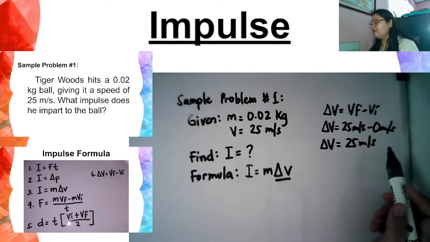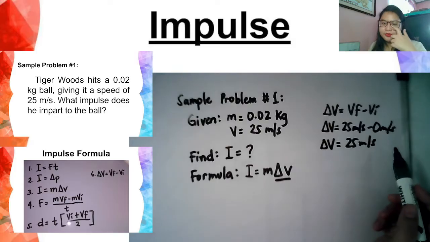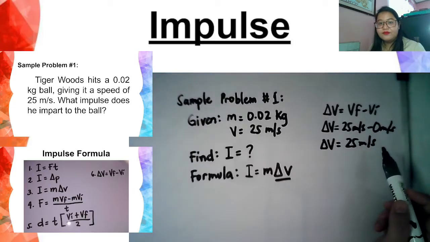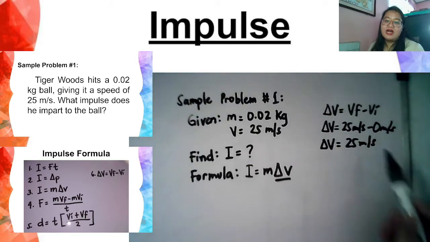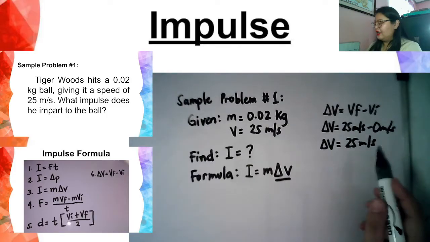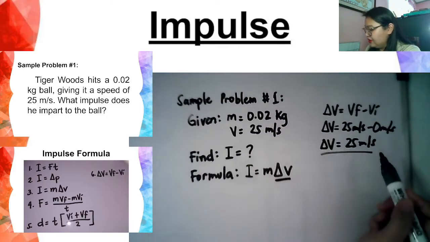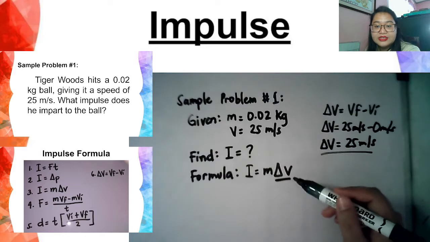Nagkataon lang kasi na yung initial velocity natin is 0 kasi nagsimula at rest yung object. Pero kung sakaling may movement na yung object tapos biglang nagbago yung velocity, so syempre kung ano yung unang velocity, usually that is the initial velocity. Tapos kung ano yung panghuli, that is the final velocity. Okay. Now, we already have the delta V. So, pwede na nating sagutan yung nasa formula.